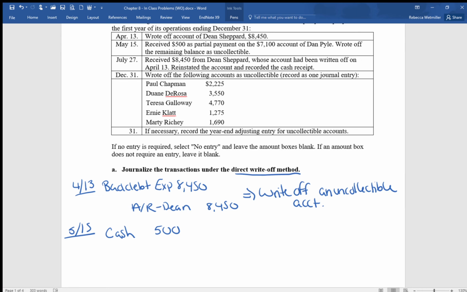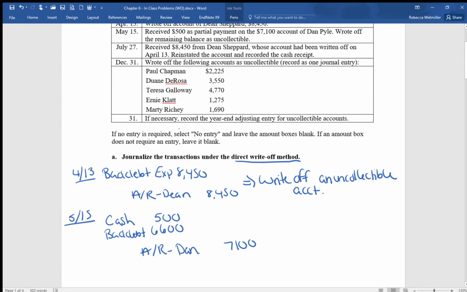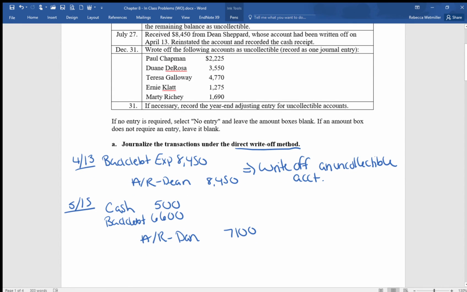We're going to write off the account receivable, the full amount, because we're getting it off our books. Part of it we collected in cash, and then the remainder will be the bad debt expense. So if we had collected all of it, it would have been cash for $7,100, account receivable for $7,100. But since we're only collecting part of it, we'll put the other part to a bad debt expense.